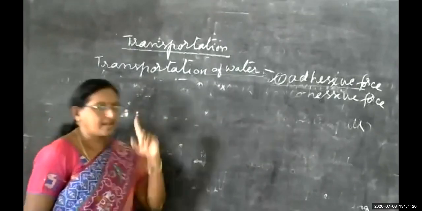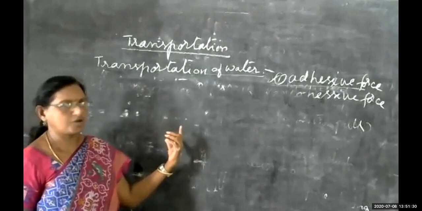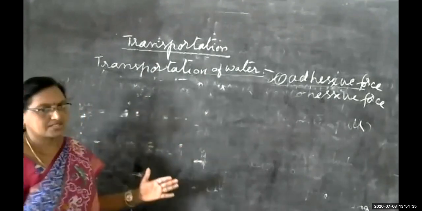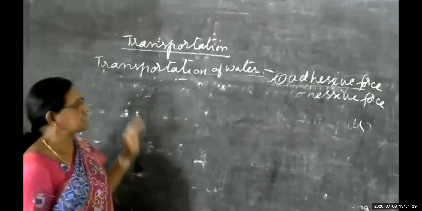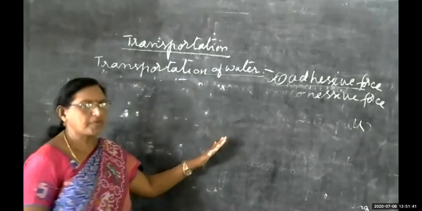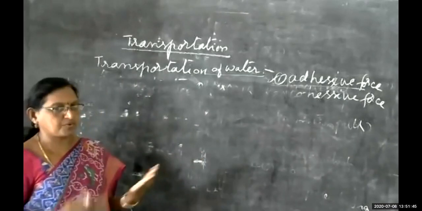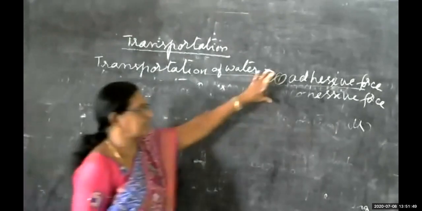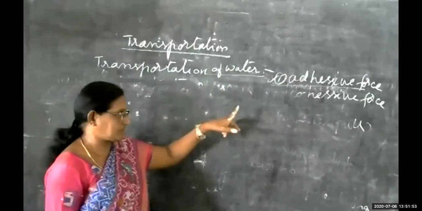at the beginning of the lesson itself, I told that the xylem vessels do not depend upon any energy existing in the plant itself. So how can they transport? There is no device to transport the materials like in animals. How they are able to transport is that it depends upon the physical forces.